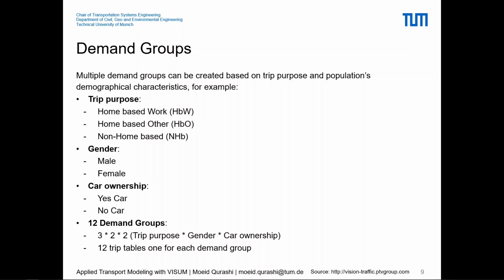Secondly, person groups can be for person attributes or person demographics: male, female, car ownership, yes, no, or something else. It can be age groups, income groups. All of these can be person groups with person attributes.